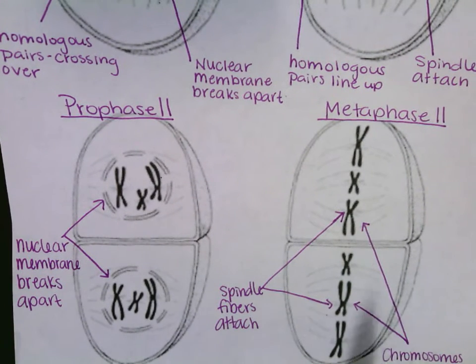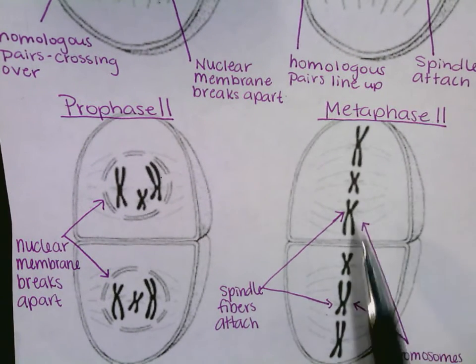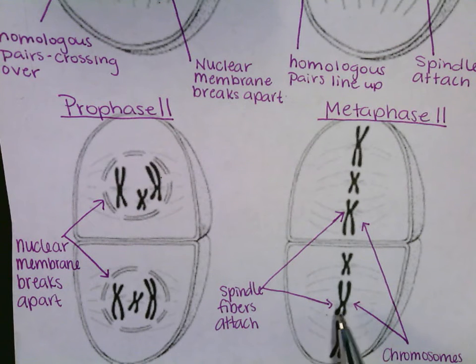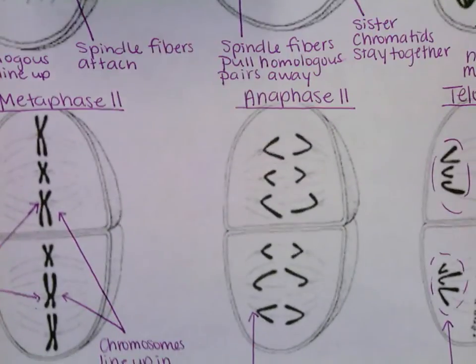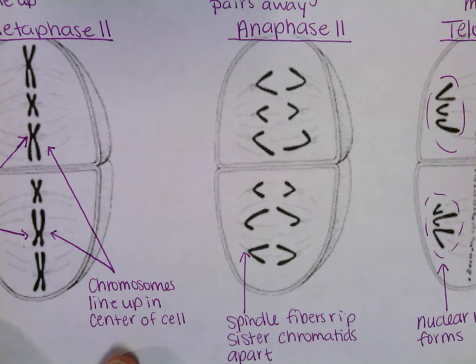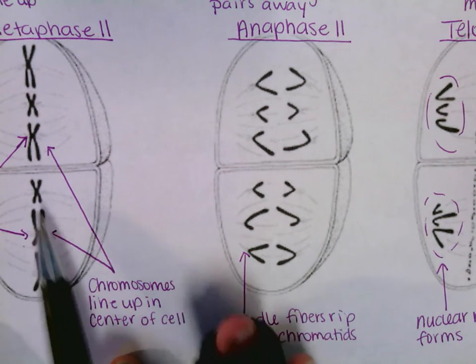Then when we look at metaphase 2, our chromosomes line up in the center of the cell, and our spindle fibers attach to the centromeres once again. Then we go to anaphase 2, where those spindle fibers rip the sister chromatids apart. Now remember, sister chromatids are just those chromosomes that have the identical X.